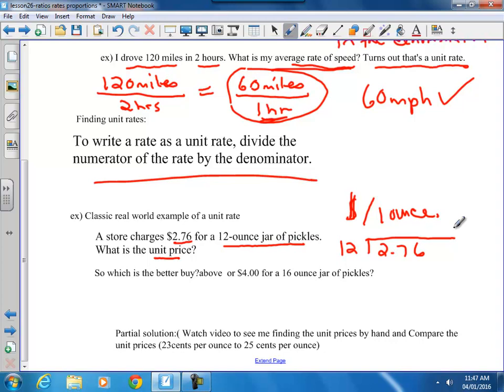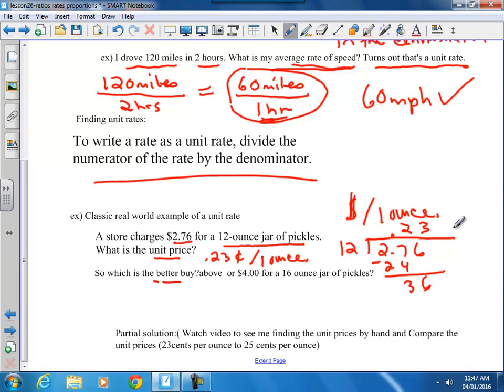Now, if you're at home and you want to use a calculator, that's okay. In this class, live, we don't use calculators, so 12 goes into 27 twice, but I would definitely practice without a calculator. 12 goes into 36 3 times. So we're looking at the unit price there being 23 cents per ounce.